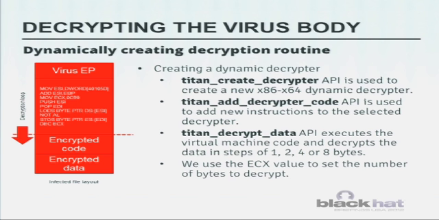To create a dynamic decryptor, you just call create decryptor, which creates a new handle to which you add code. The code you add can be stored in two streams. One is the initialization stream, which is executed only once, and the other is the actual code stream, which is executed for every pass of the decryption loop. The decryption loop occurs ECX times. Once you decrypt data with a call to the decrypt data API, all the code has been decrypted.